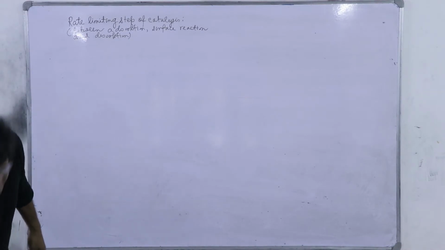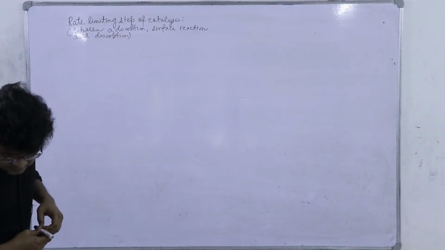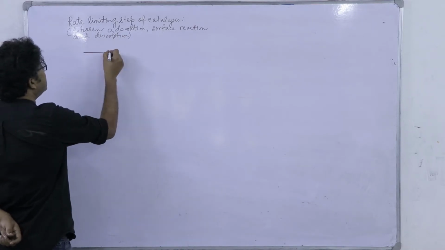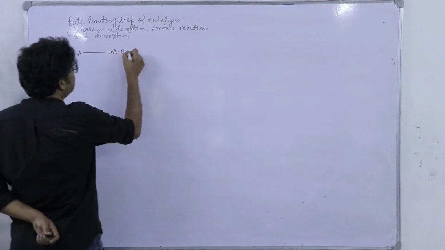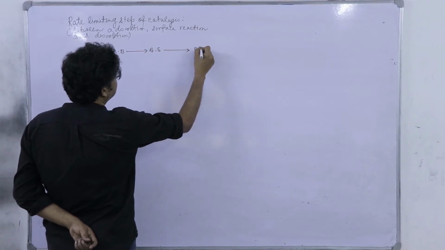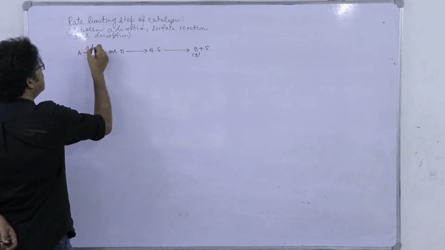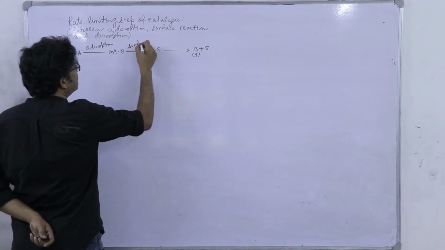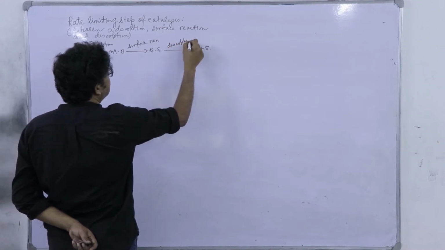See, we have first A to A dot S, next it is transformed to B dot S, next it is B plus S, B is in gas phase. So, this is adsorption. We have surface reaction and desorption, right.